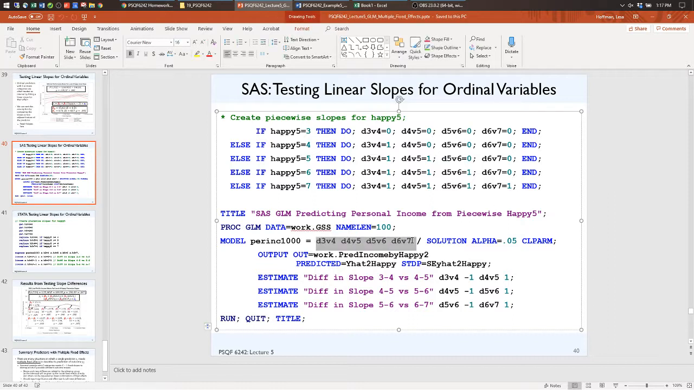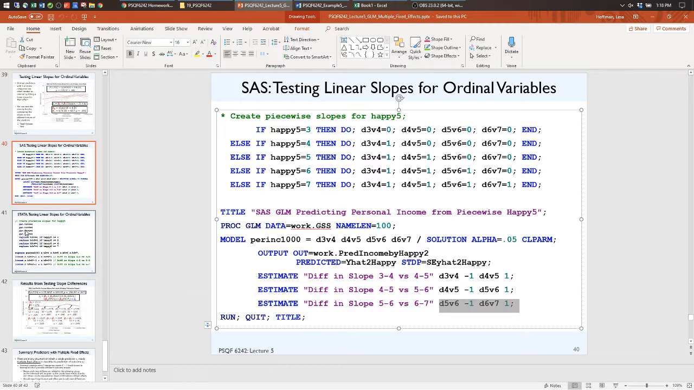And so then the successive differences in these differences I have asked for. Is the slope going from 3 to 4, which is this one, different than the slope going from 4 to 5? That's that contrast. Is the one going from 4 to 5 different than 5 to 6? That's that contrast. And then 5 to 6 to 6 to 7 is the last one. So I'm taking it in pieces and trying to see if each of the changes suggests that you can just draw one line through the whole shebang or not.